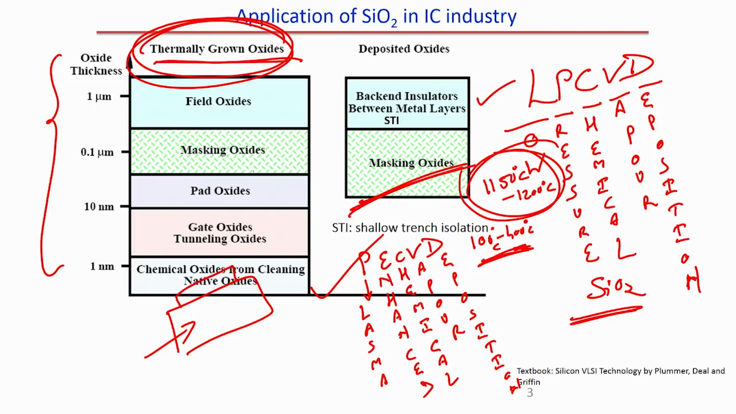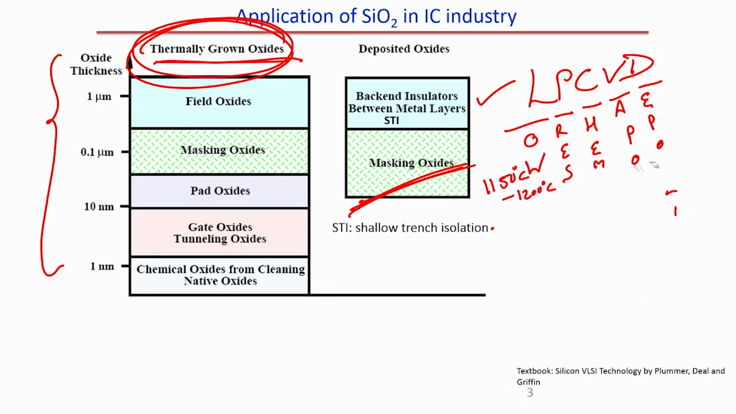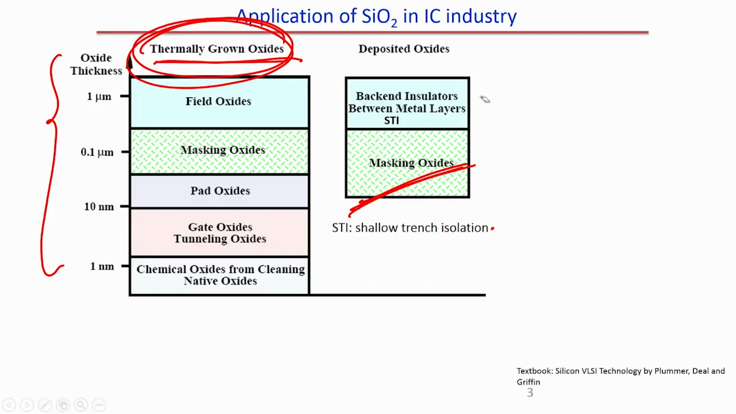So, we do not really worry that it will get destroyed. But if you have aluminum, on aluminum if you want to grow oxide, then you cannot grow oxide at 1150 or 1200 degree centigrade, aluminum will melt. You got an example. So, the point is there are two types of oxidation, one is when we grow it, another one is when we deposit it. When you grow it, you have different applications of the grown silicon dioxide. One is your field oxide, another one is masking oxide, another one is pad oxides, another one is gate oxides or tunneling oxides, and the last ones are chemical native oxides, from cleaning native oxides, and finally you have back-end insulators between metal layers, and you have masking oxides.